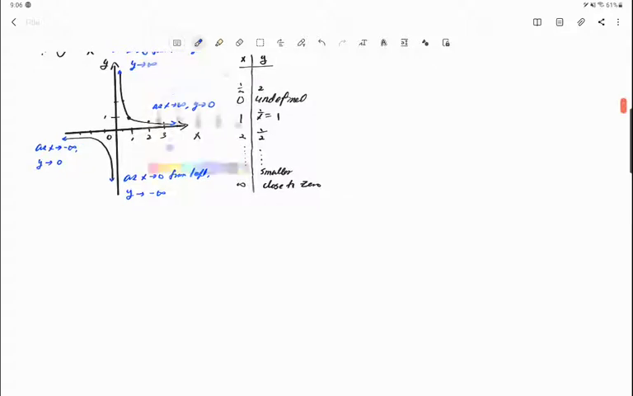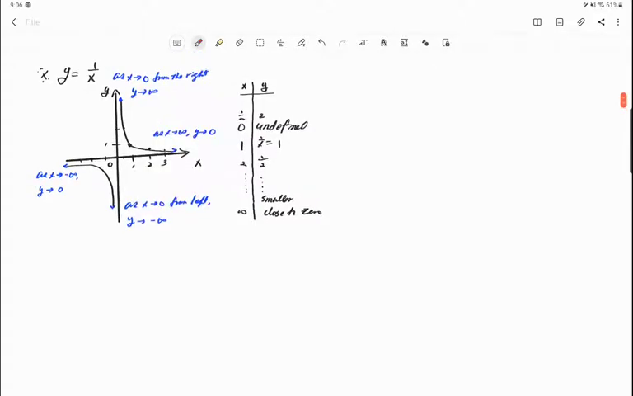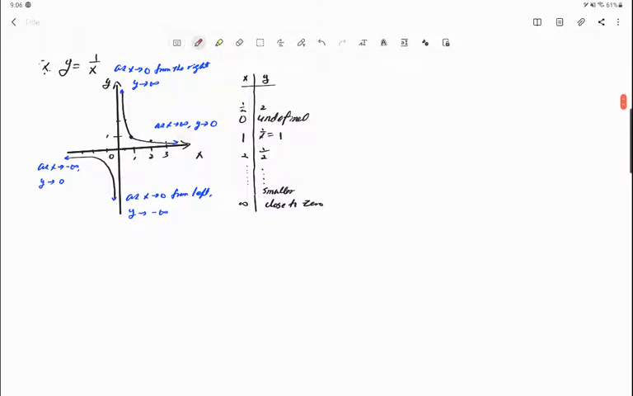So from this, here's a very, very important concept. This arrow and this arrow are approaching what? The x-axis, right? It's approaching the x-axis. So we call this a horizontal asymptote.